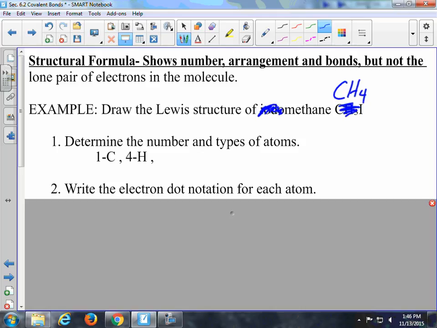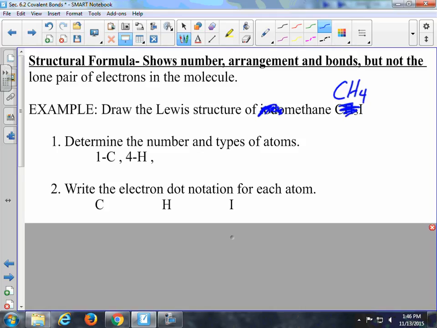4. How many go around hydrogen? 1. So when we draw the Lewis dot structure for that, carbon is going to be 1, 2, 3, 4, and hydrogen is going to be 1. So step 1 was to determine how many we have. Step 2 is draw the Lewis dot structure, step 2 was to draw the electron dot notation for each one.